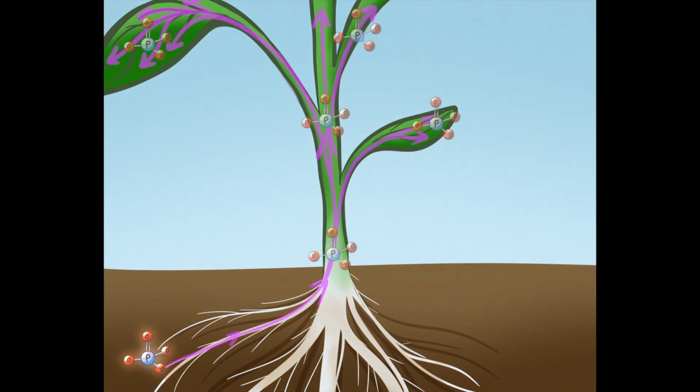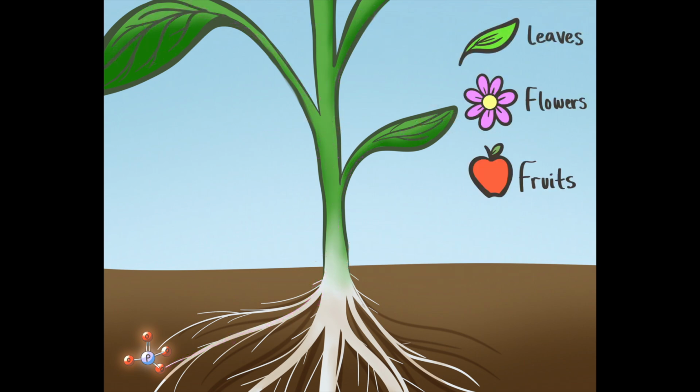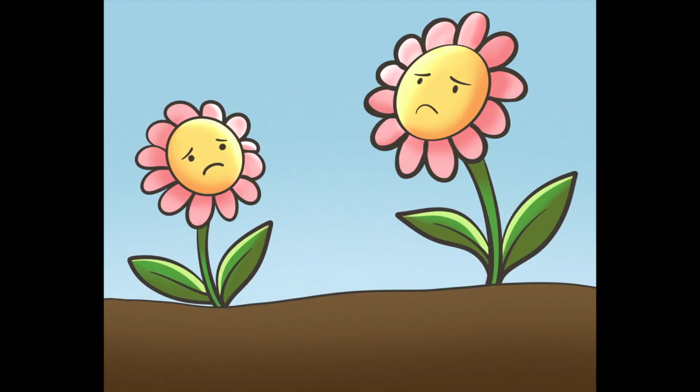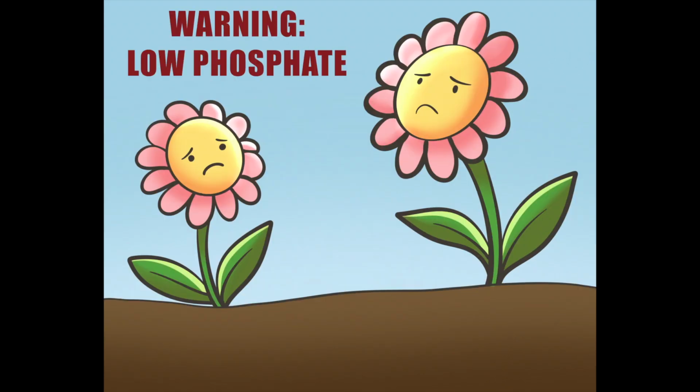Phosphate is transported throughout the xylem and shipped to specific aerial plant tissues: the leaves, flowers, fruits, seeds, etc. This is what happens to the plant when phosphate is present in the soil. How does low phosphate affect plant growth?